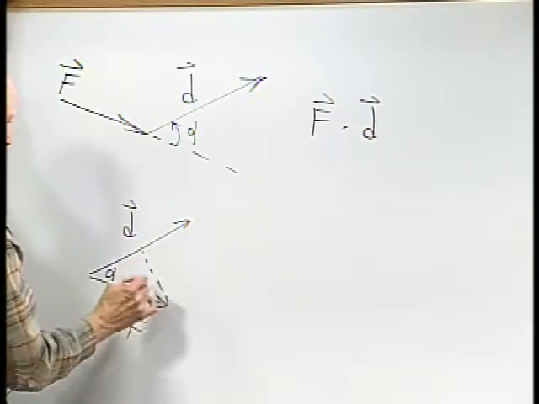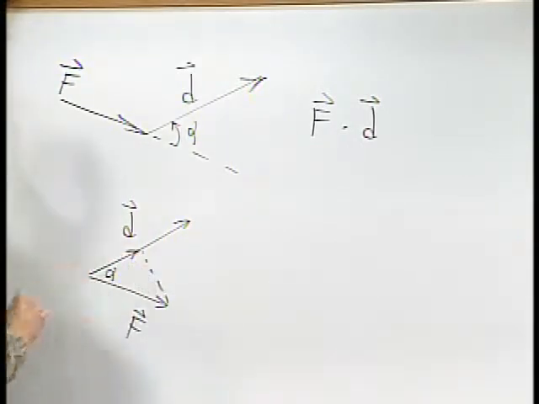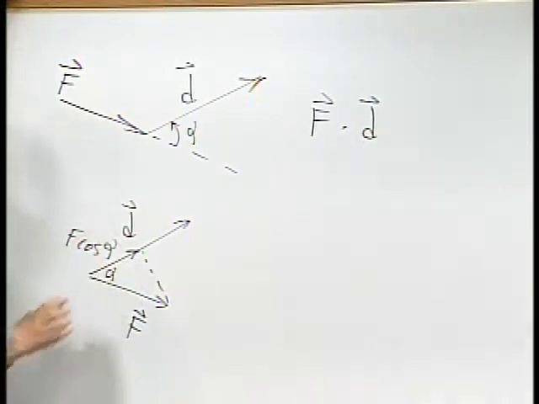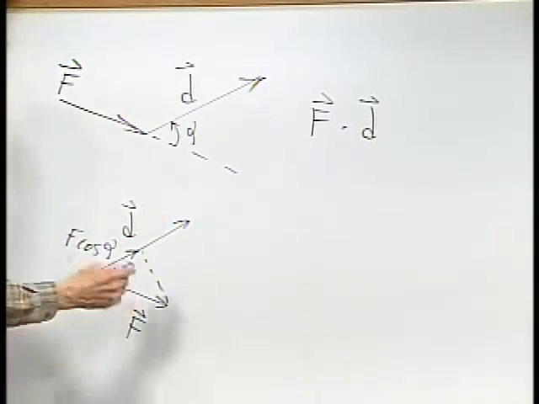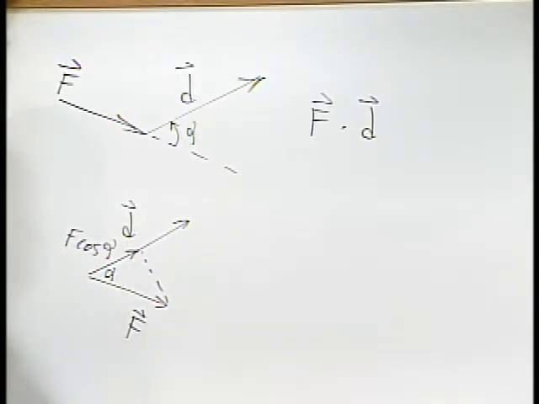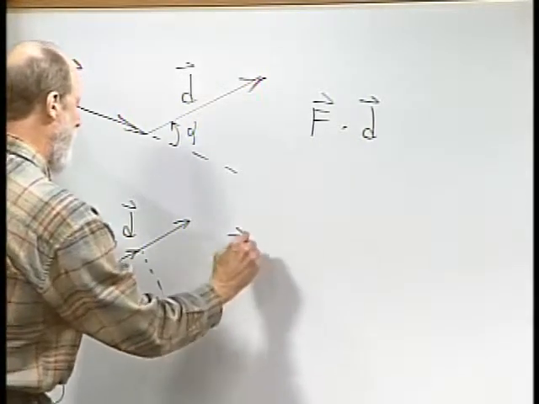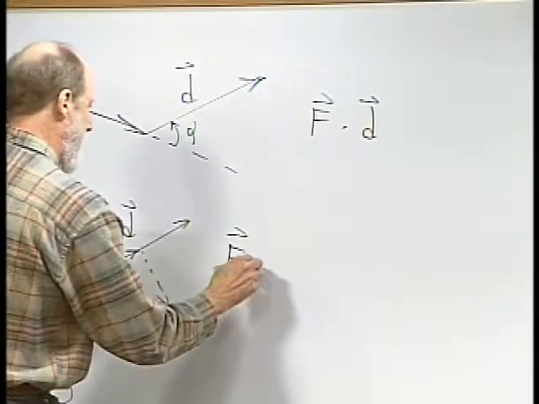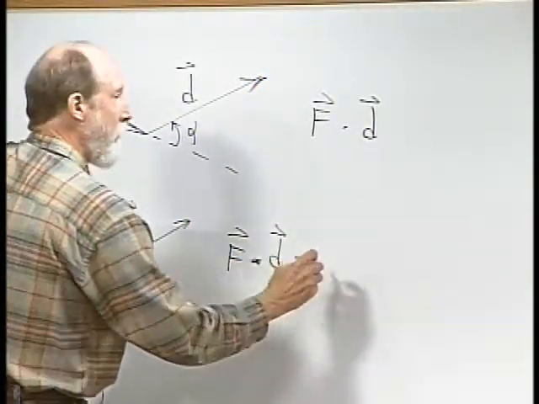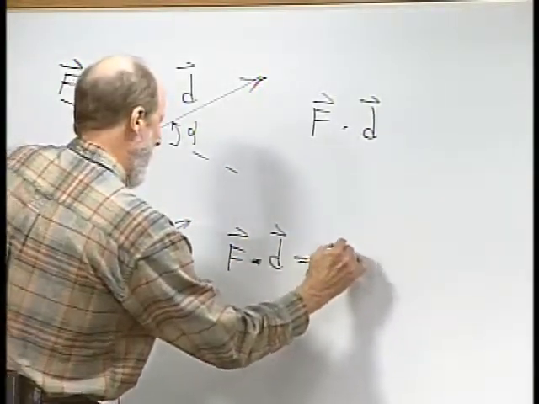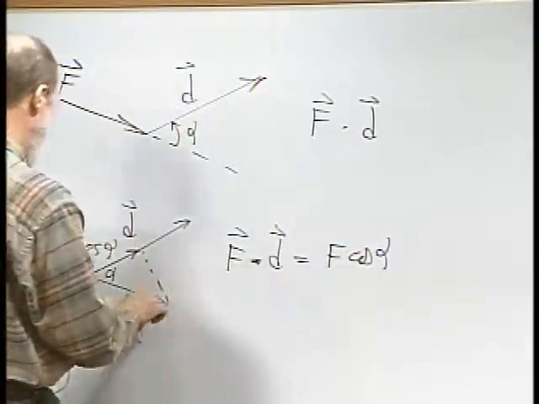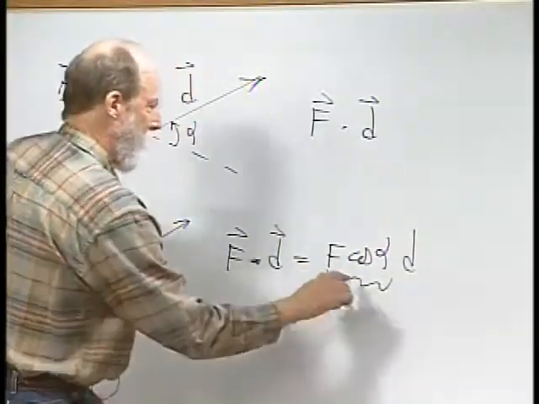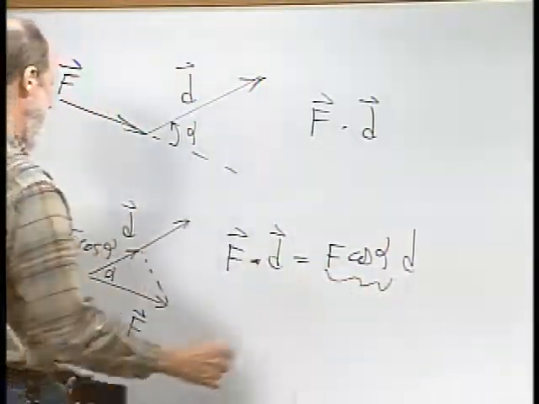I can take the component of F that's in the direction of the displacement, which is going to be a scalar, F cosine alpha, and I can multiply that by the magnitude of D. So F dot D can be described as the magnitude F cosine alpha times the magnitude of D. So this is the amount of the force that's in the direction of D.